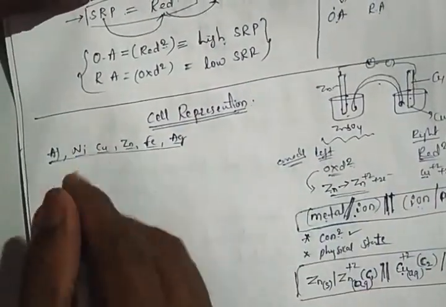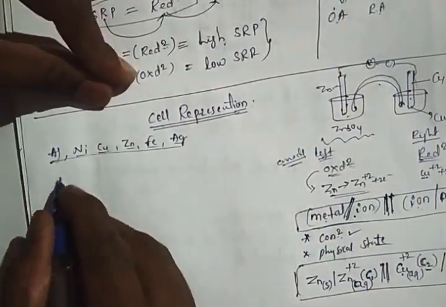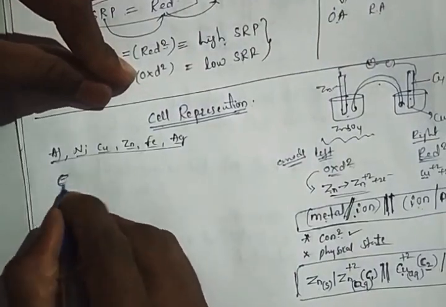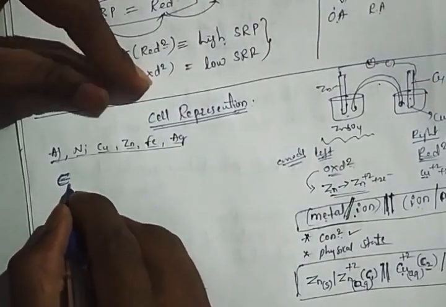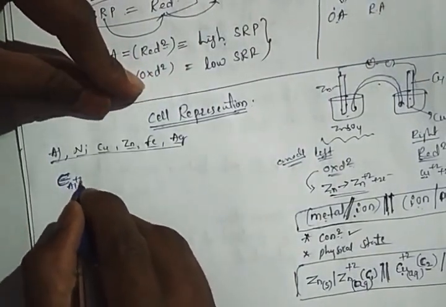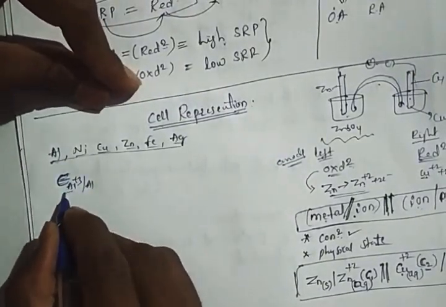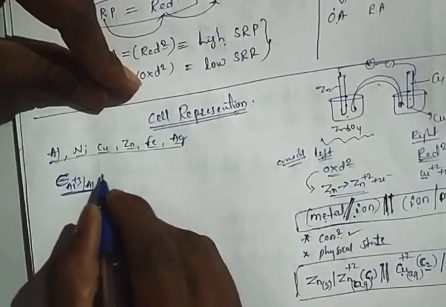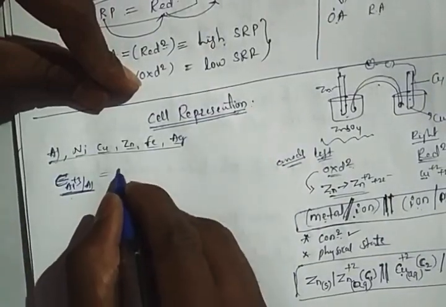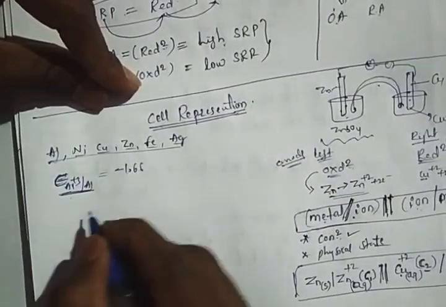Now suppose for the aluminium potential, I will give two values just for example. Al3+ bar Al: check whether it is a reduction potential or an oxidation potential. Its value is minus 1.66.